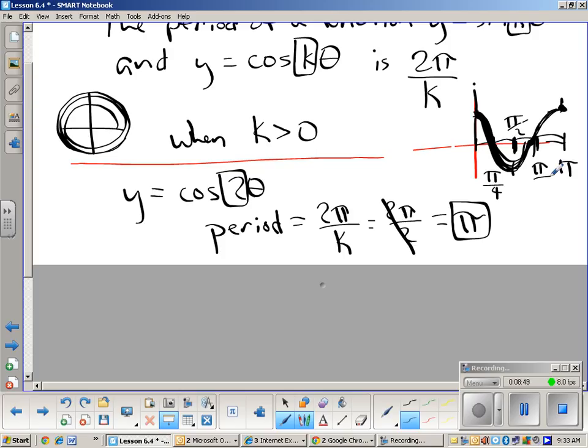2 pi over 4, right? Pi over 2 is equal to 2 pi over 4. And one more pi over 4 would be 3 pi over 4, right? And so that's how I do it.